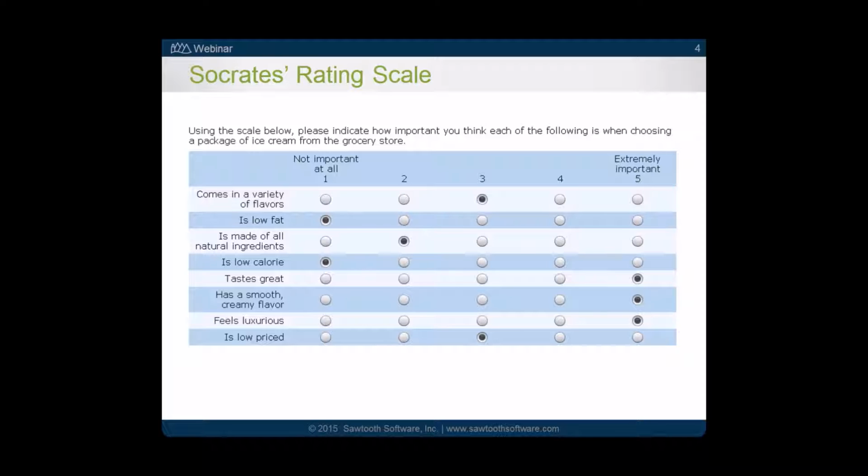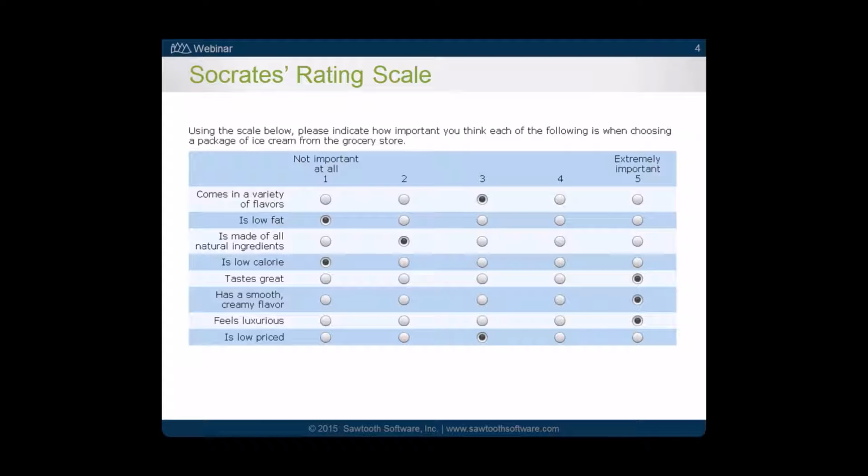In the ideal world, all of our respondents would look like Socrates. They would answer a question, and when we gave them a battery of rating scale questions, they'd tell us what's important to them, and what's not important to them, and everything in between. However, if you've ever looked at how respondents answer rating scale data, you'll find that they don't always answer like Socrates. In fact, a lot of respondents will just use the top half of the scale.